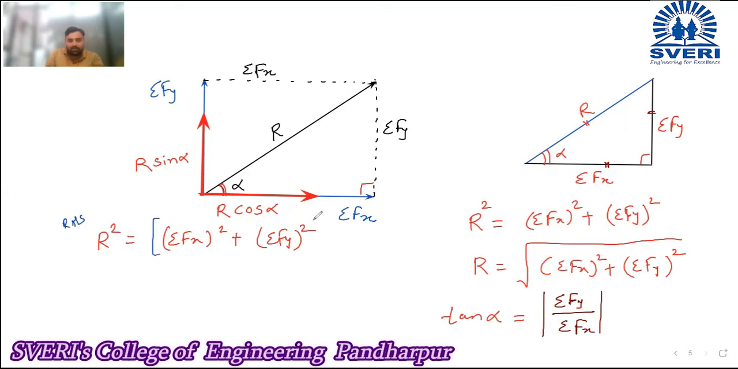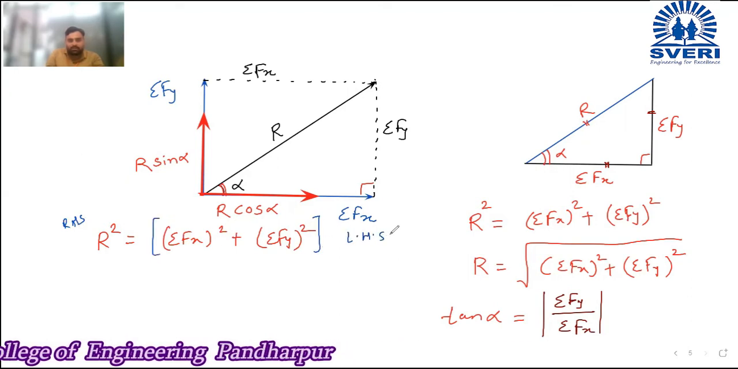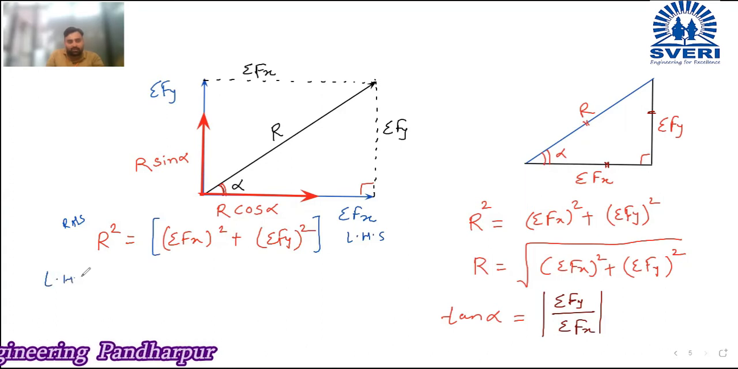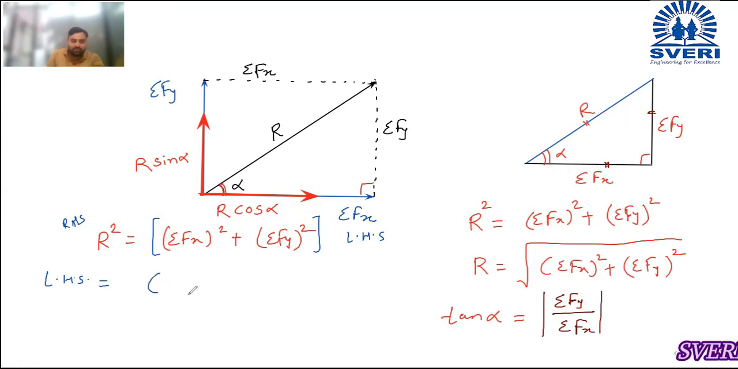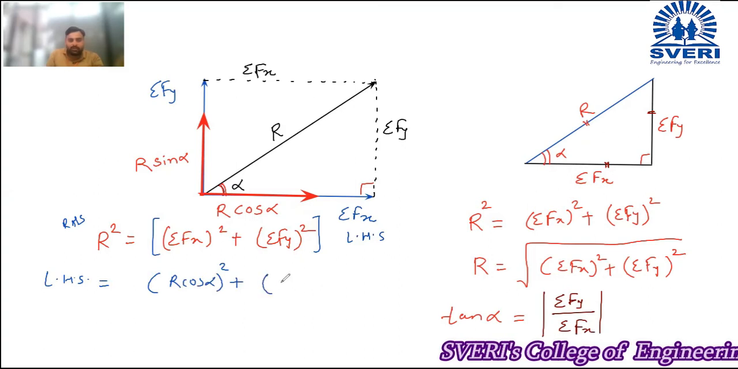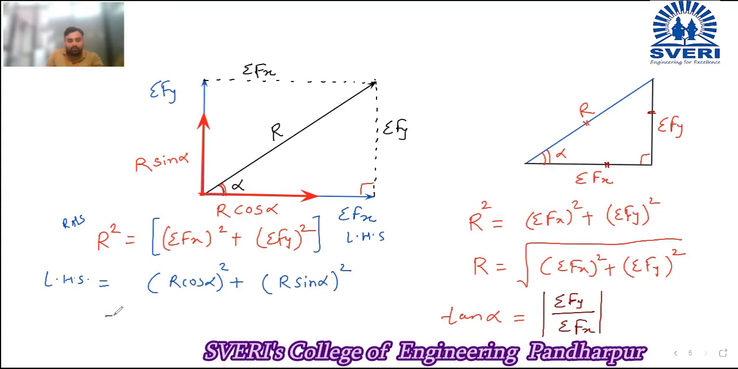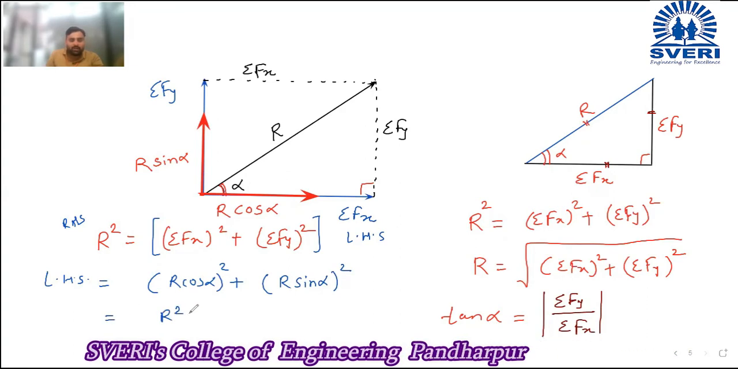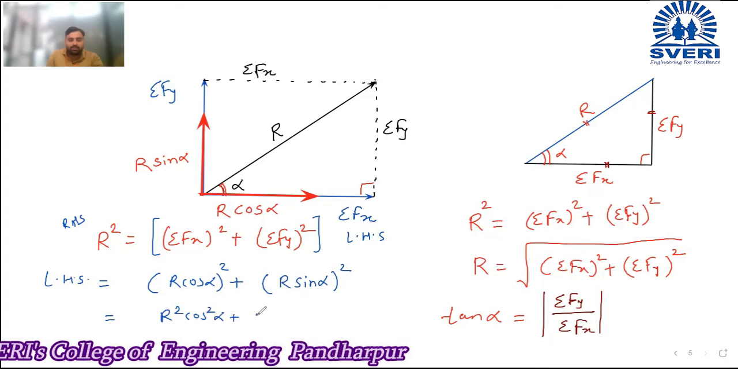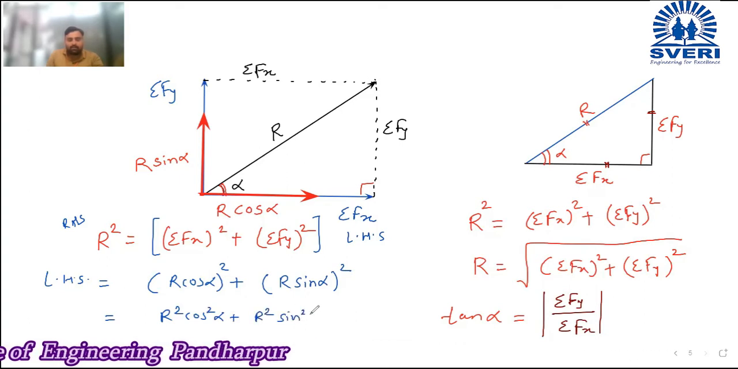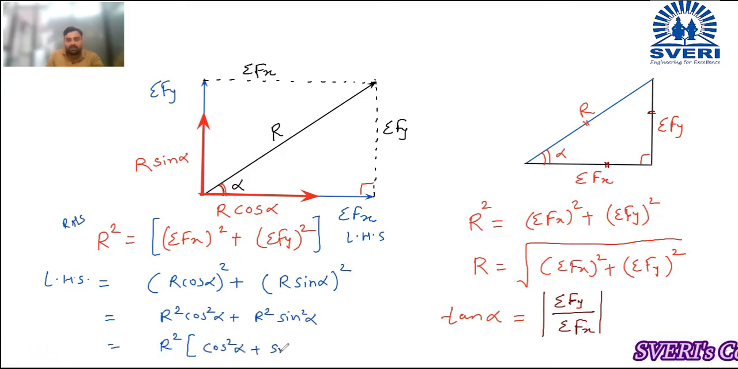This total thing is nothing but our LHS. Okay. Now consider LHS first. LHS is equal to summation fx square plus summation fy square. So fx is equal to r cos alpha bracket square plus fy is r sin alpha bracket square. So if you resolve this, it will be r square cos square alpha plus r square sin square alpha. So if you take r square common, what will remain in bracket? It is cos square alpha plus sin square alpha.